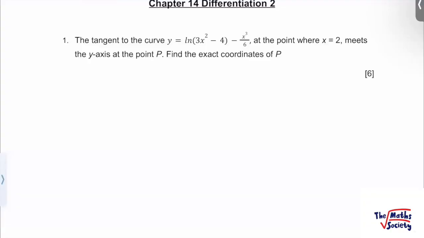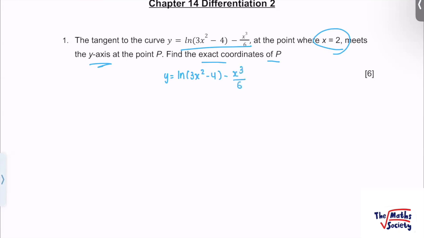Okay, so now for question 1, it says that the tangent to the curve. So you need to be aware that it's a tangent, and that is y equals ln(3x squared minus 4) minus x cubed by 6, at a point where x equals 2, meets the y-axis at point P, and you need to find the exact coordinates of P. So firstly, we know that y is equal to ln(3x squared minus 4) minus x cubed by 6, right?